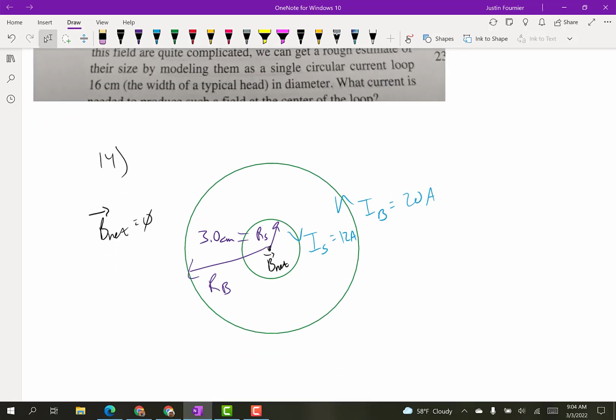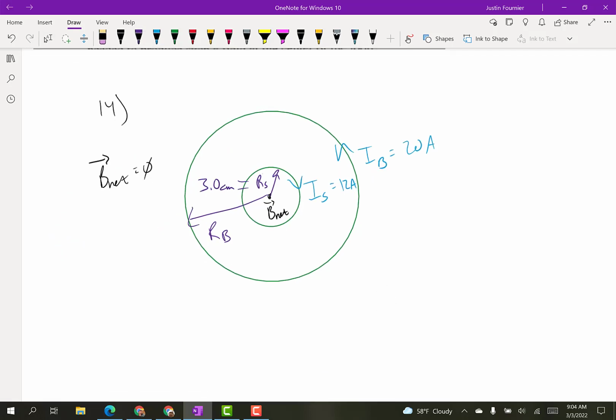I already started by drawing a diagram of what they're doing. I've got two loops here. The smaller loop has a radius of 3 centimeters. The bigger loop, that's the radius that I'm looking for. The current going through the smaller loop is 12 amps. The current going through the bigger loop is 20 amps. And I know my magnetic field at the center is going to be 0.